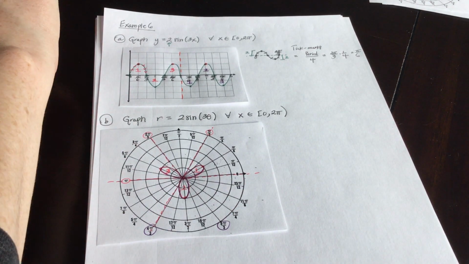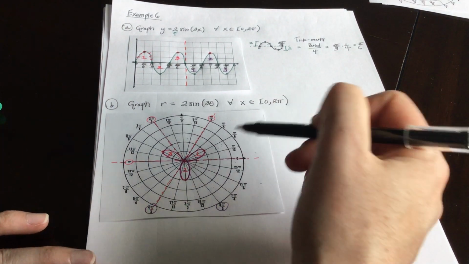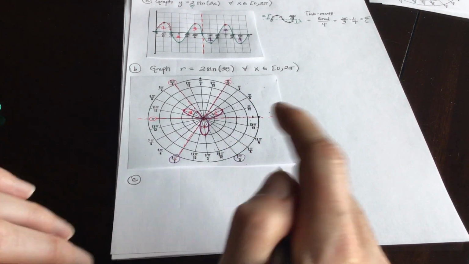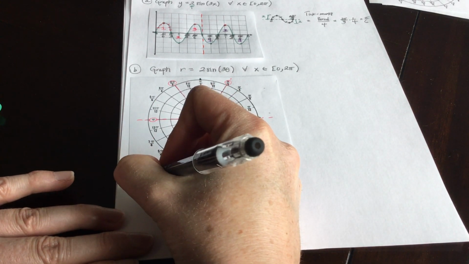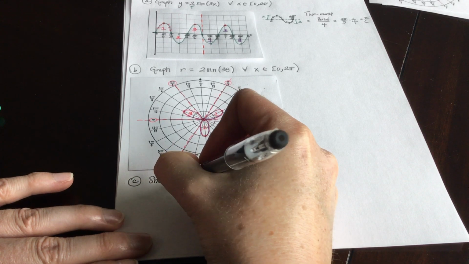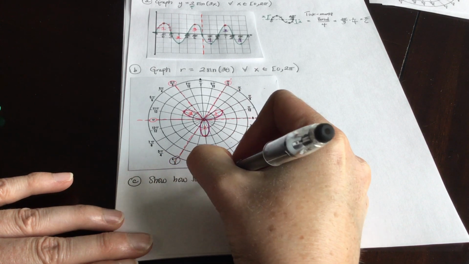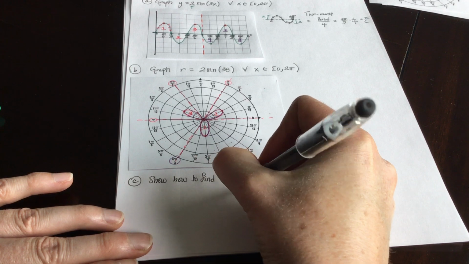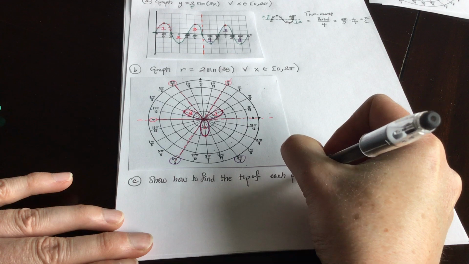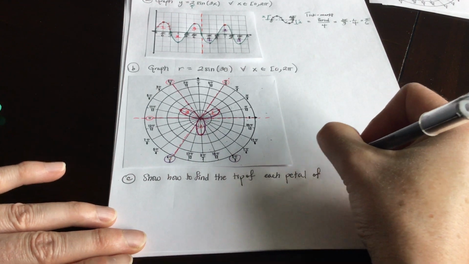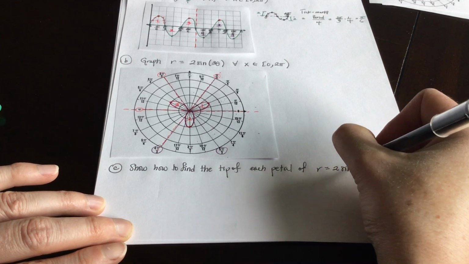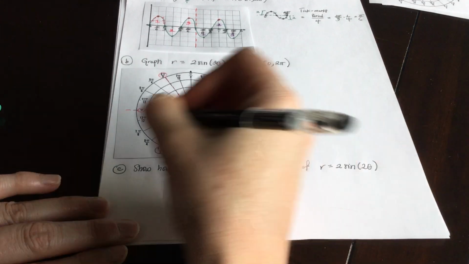So we'll make that part C, okay? And I know we're going to beat this problem to death here, but the whole point is to get to this full expression of how to do this for part C. So we are going to show how to find the tip of each petal of r equals 2 sine of 2 theta algebraically.